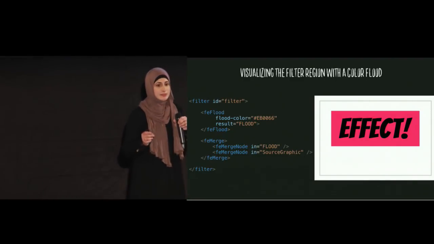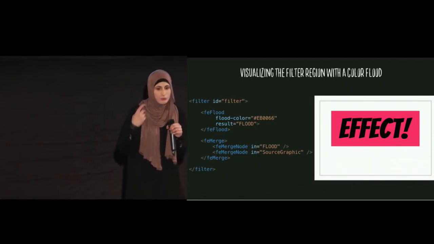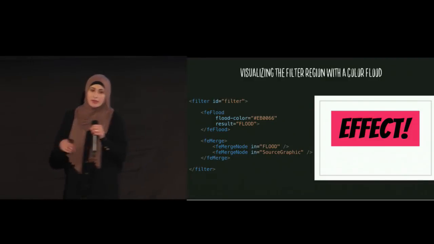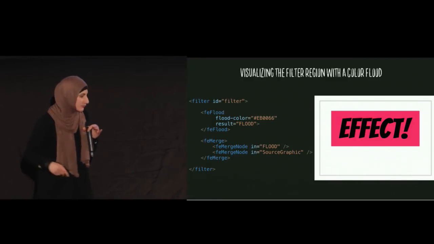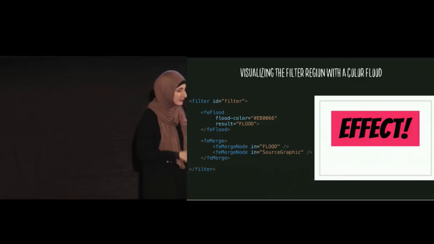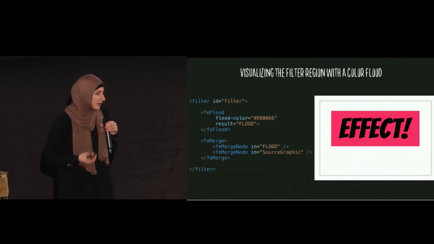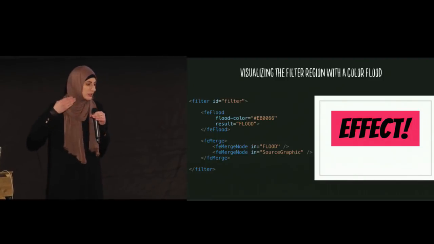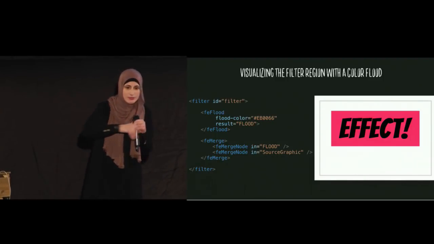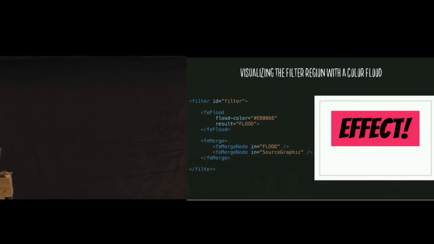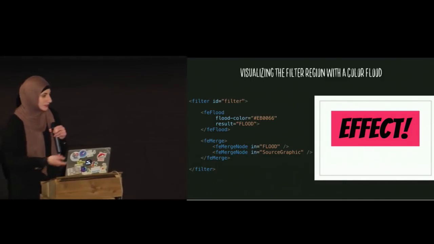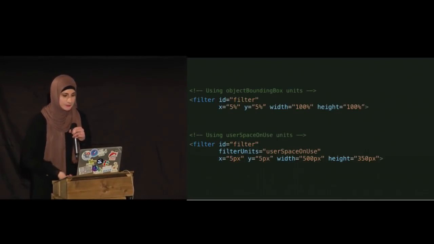Each merge element has children elements. Each one of them is called a merge node. These are essentially just layers. So the first one takes in the flood color and the second one takes in the source graphic, and it puts them on top of each other. The ones that come later are the ones that are on top. So we have flood and then source graphic, so source graphic is going to be on top.